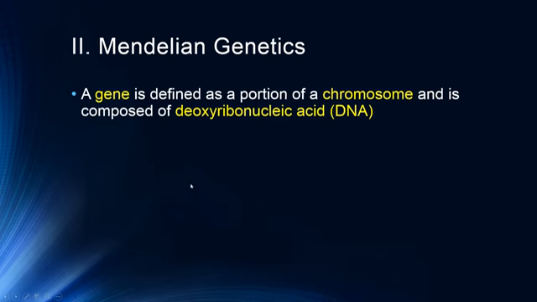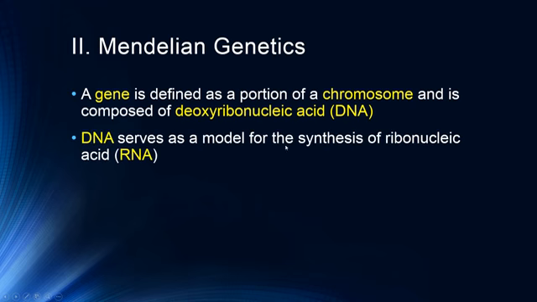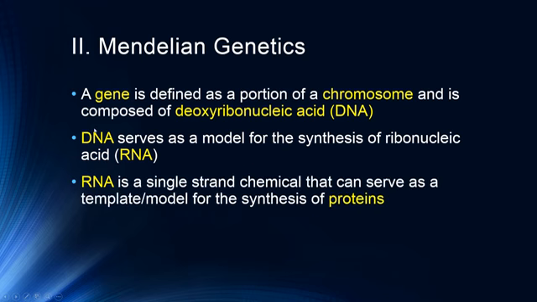So a gene is defined as a portion of a chromosome and is composed of deoxyribonucleic acid, or DNA. DNA serves as a model for the synthesis of ribonucleic acid through the creation of messenger RNA. So RNA is a single-strand chemical that can serve as a template or model for the synthesis of protein. So the primary function of DNA and RNA is the creation of different proteins.